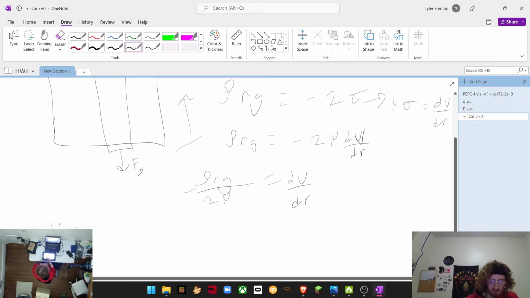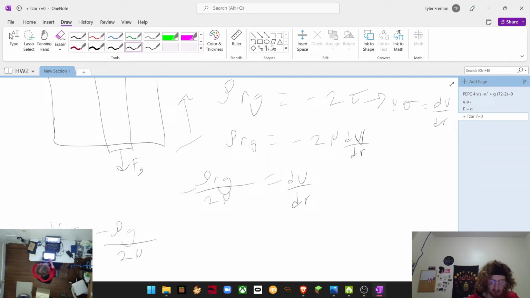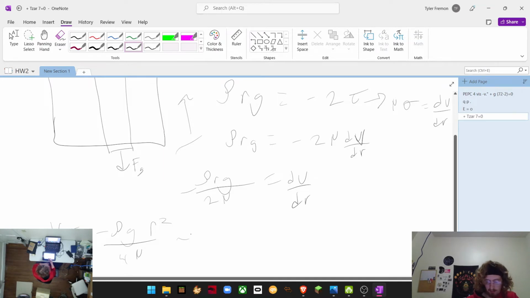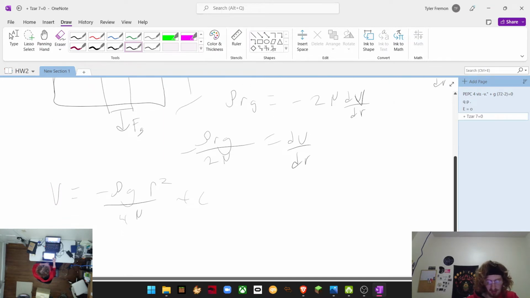We'll have v equals negative rho g over 2 mu. That r should not be in there because we're integrating in terms of r. So we'll have r squared over 2, so this will become a 4, plus c because it's an indefinite integral.